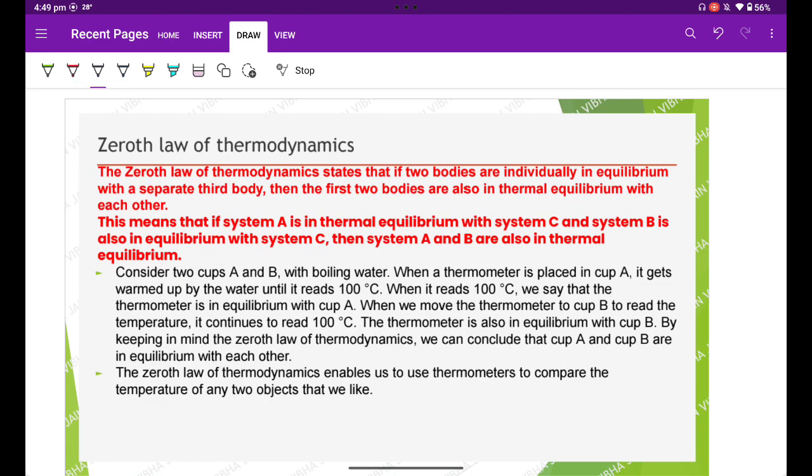The zeroth law of thermodynamics states that if two bodies are in thermal equilibrium with a separate third body, then the first two bodies are in thermal equilibrium with each other. Say I have A, B, C. If A and C are in thermal equilibrium with each other and B and C are in thermal equilibrium with each other, then A and B are also in thermal equilibrium with each other. This law is based on temperature measurement.